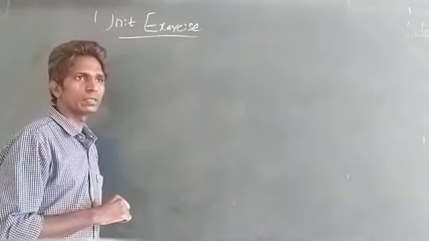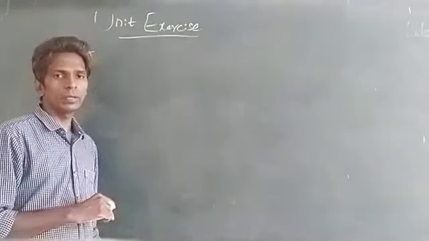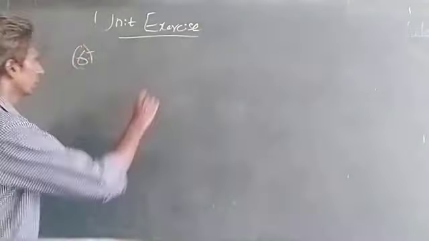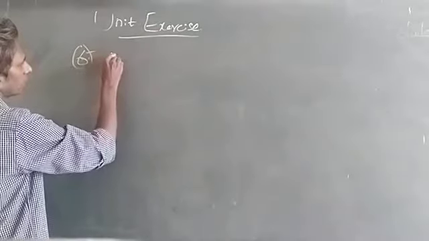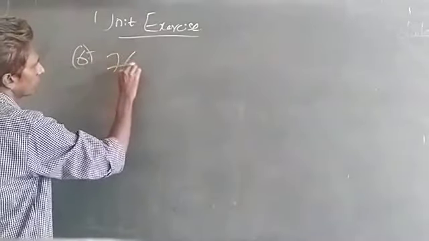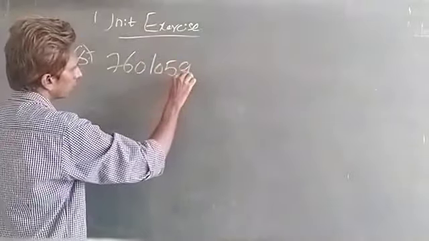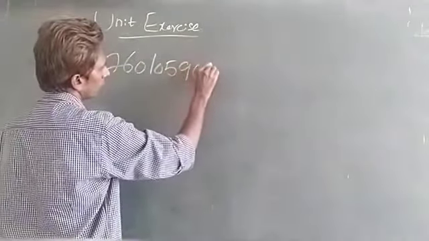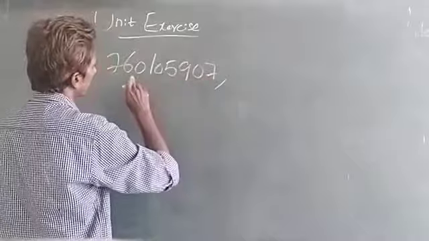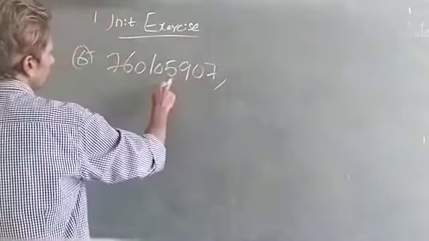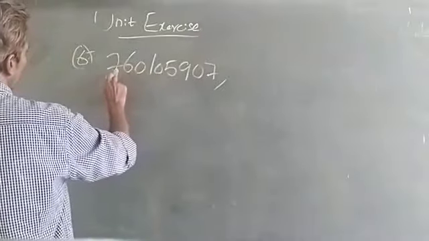Five mobile numbers means, in mobile numbers, how many digits are there? Only 10. Okay, 10 digits are there. So I will write 7 6 0 1 0 5 9 0 7, 3 4 5 6 7 8 9, 2 3 4 5 6 7 8 9, 10.